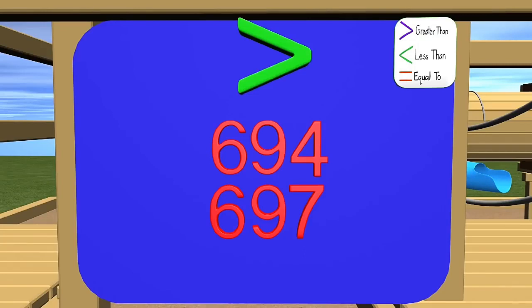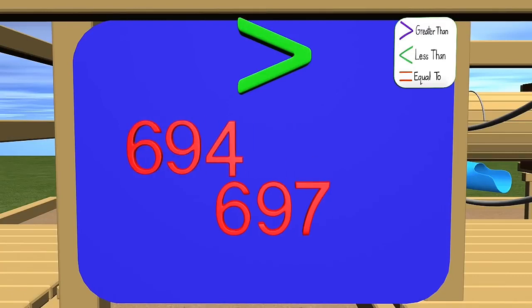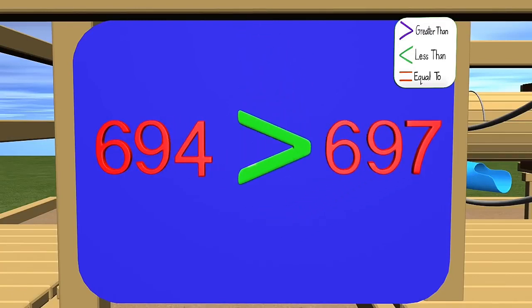Now if we look at the tens place, we see that they both have 90 in the tens place. Now we look at the ones place, and the number on top has 4 ones, and the number on bottom has 7 ones. We know that 7 is the greater number. 697 is greater than 694. Now we need to face the mouth towards the greater number, which is 697. Now, can you guys read this statement for me? Correct. 694 is less than 697.